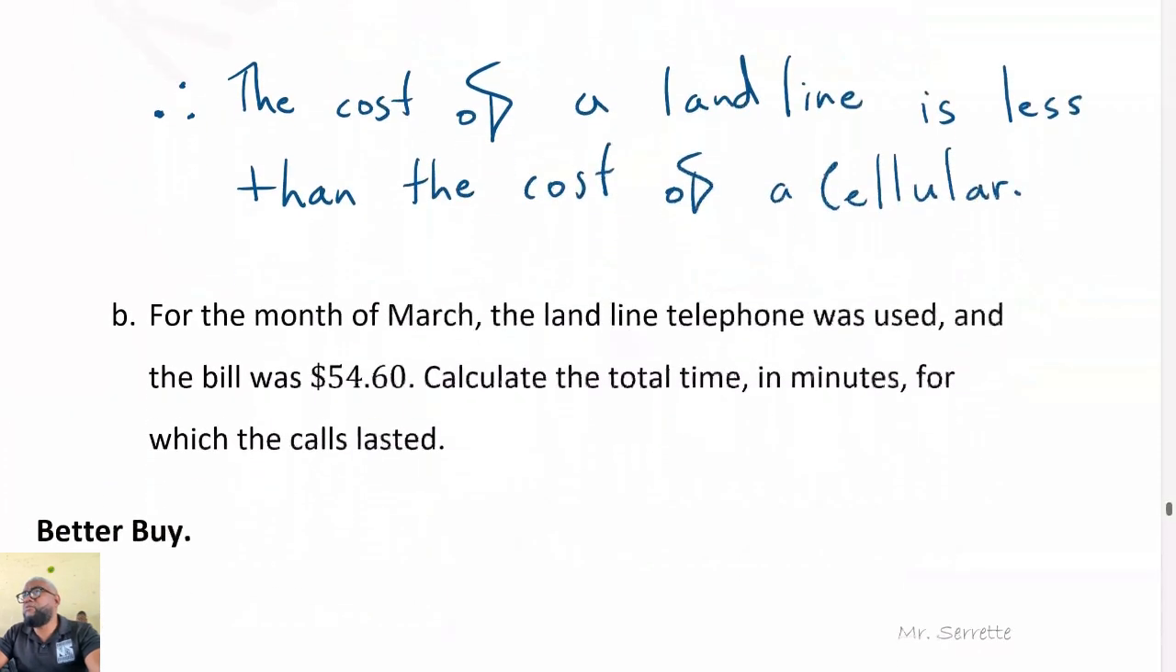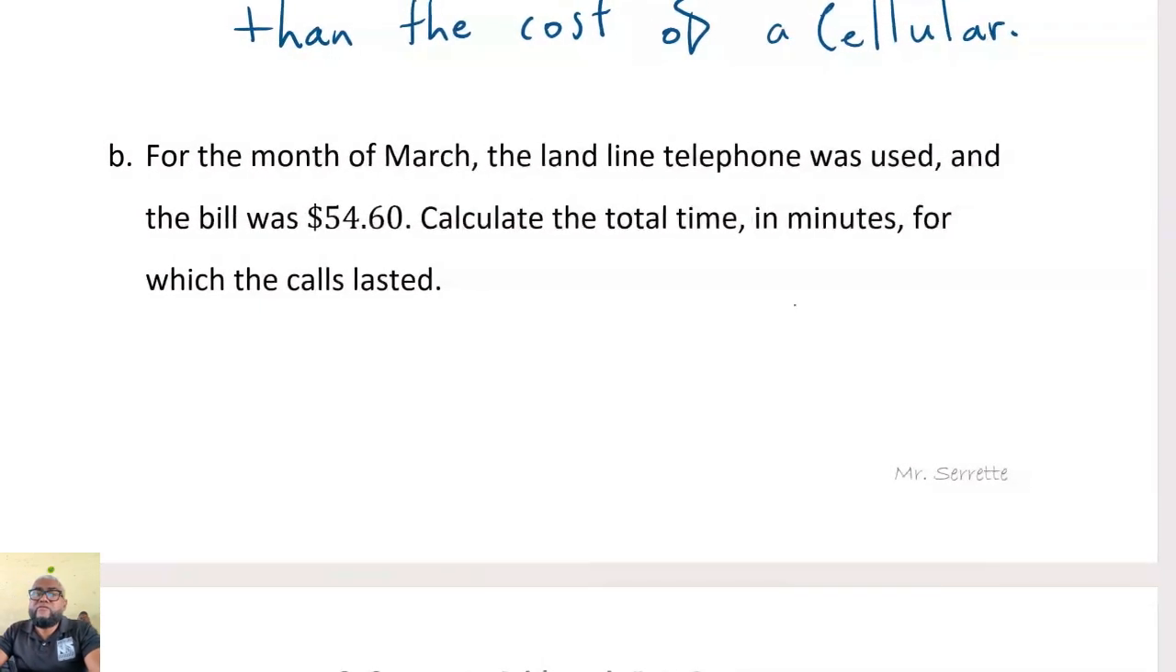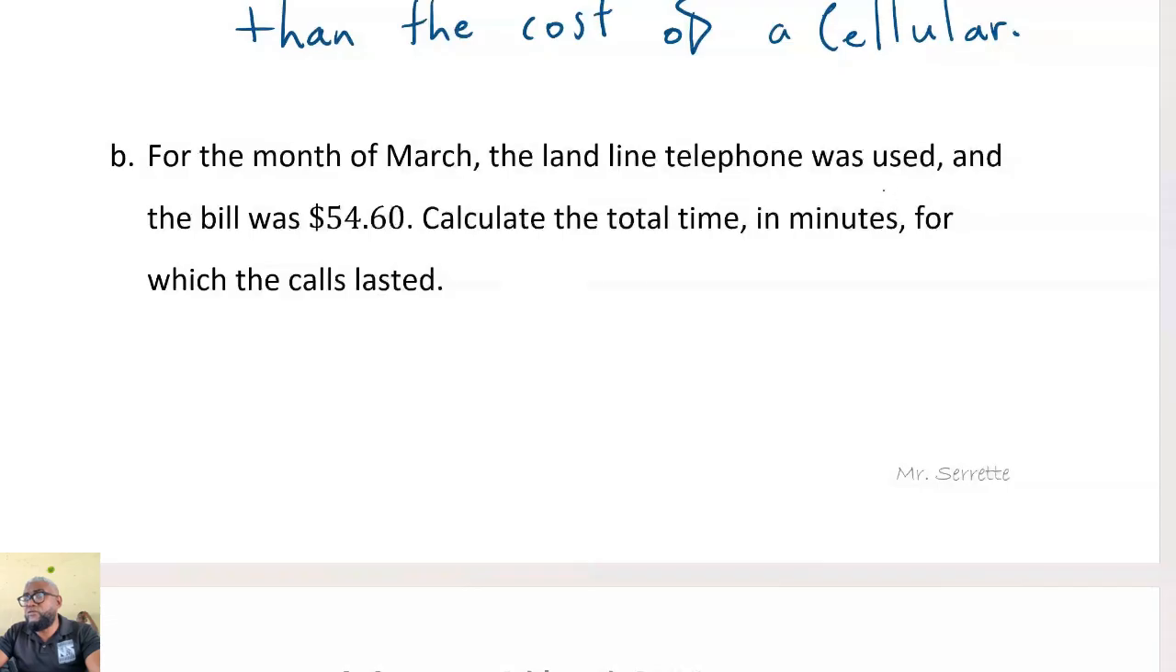Let me do the second part one time and then you all will copy, right? Watch it. For the month of March, a landline phone was used and the bill cost $54.60. Calculate the total time in minutes for which the call lasted.